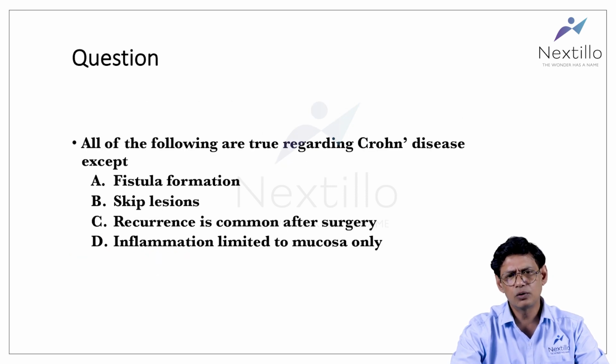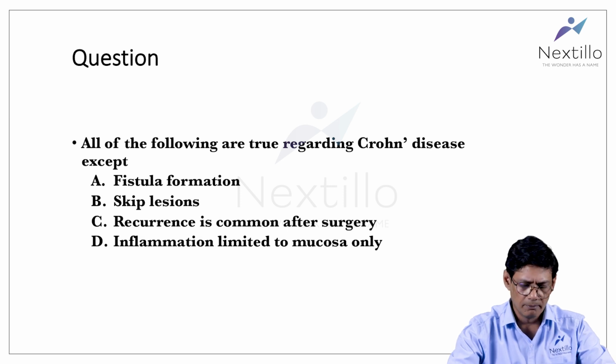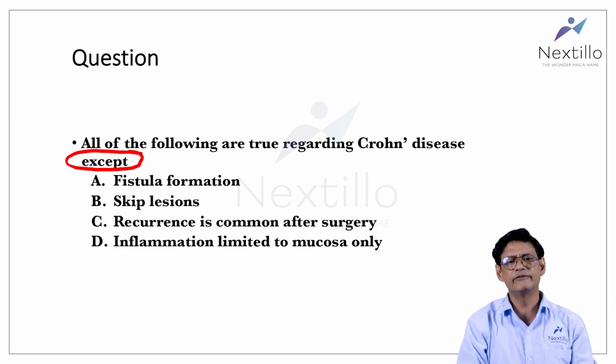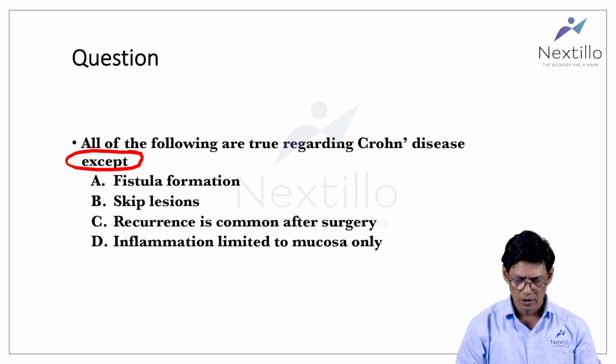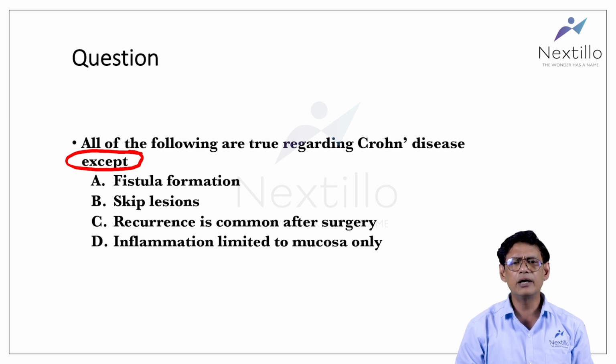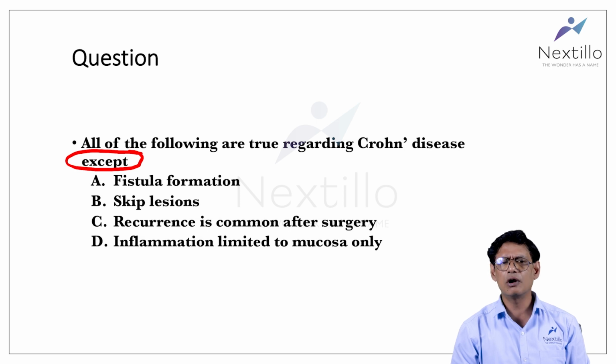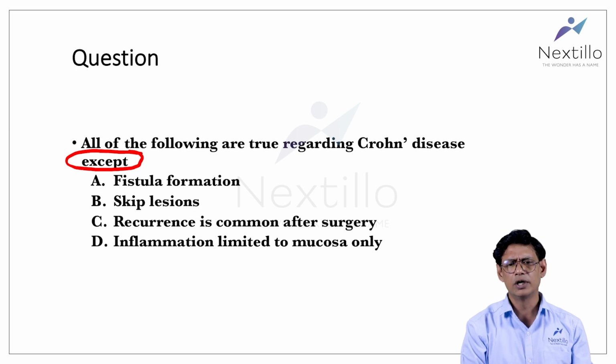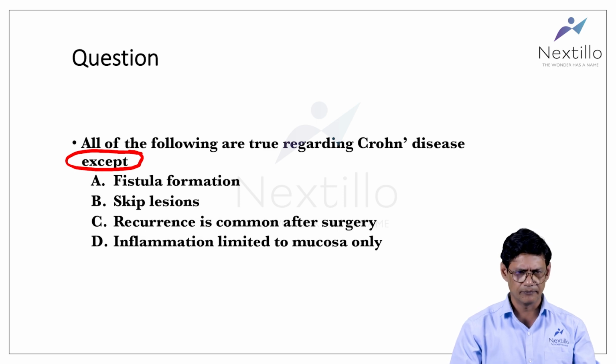All of the following are true regarding Crohn's disease except: fistula formation, skip lesion, recurrence is common after surgery, and inflammation is limited to mucosa. Mind you that the question is asking except. This means that 3 of these are seen with Crohn's disease. Crohn's disease is an inflammatory bowel disease, the etiology of which is not known. Though there are a number of theories, that it may be autoimmune, infective, or genetic.